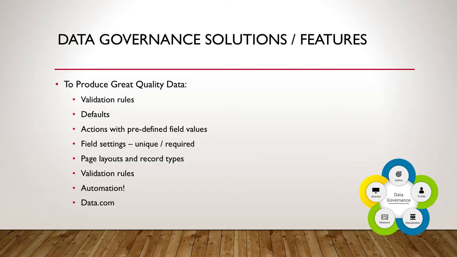Another way to handle and produce great quality data is through automation. If, for example, you are producing data off the back of another action, so let's say you have an opportunity get set to closed one and you want to automatically produce a renewal, then you can actually use automation to send data into the fields on your new renewal opportunity, and then that way it's correct right at the point of entry, and just enables users to be more productive because they only have to focus on the fields that they need to change. And then there's data.com, which has functionality for cleansing and deduping data.